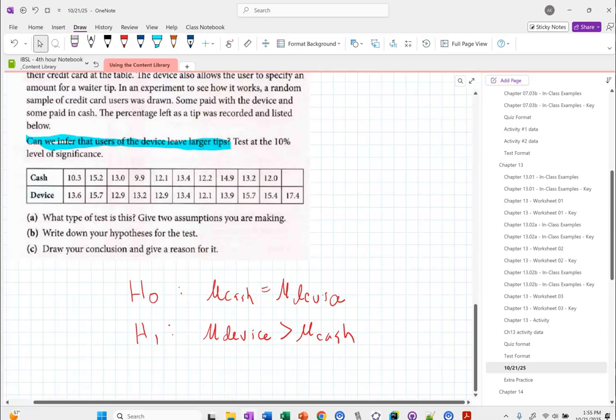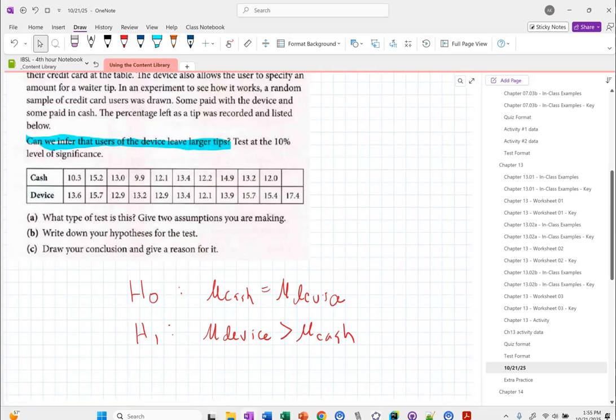So is this a 1 tail, 2 tail, left or right? It's 1 tail. And now left or right is going to depend on which one you call the null, right? Which one is mu naught? Does it matter? No. You'll get the same answer, but if you make cash mu naught, it'll be left tail. If you make device mu naught, it'll be right tail. So you've got to make sure your inequality is going the correct way based on which one you name it.